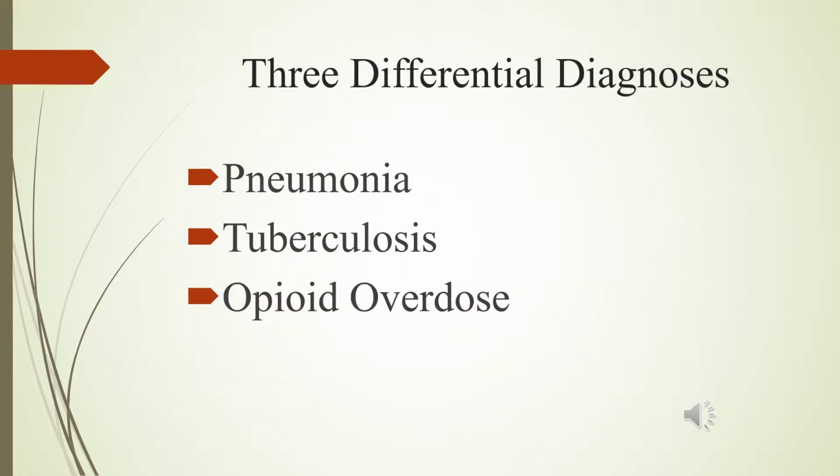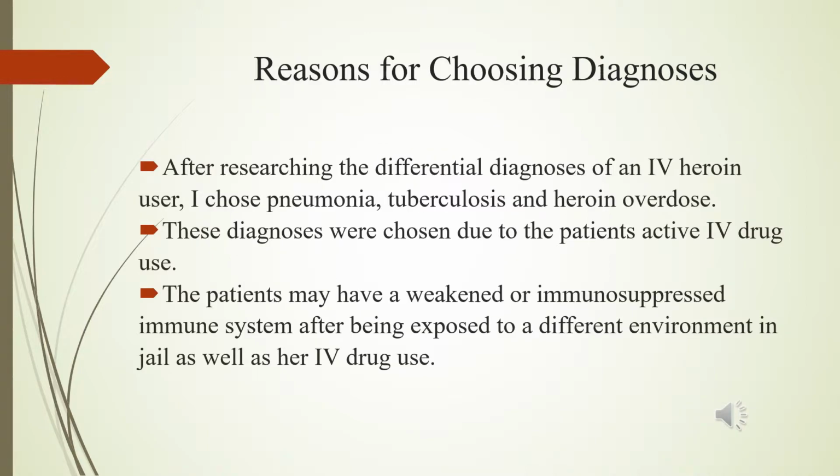The three differential diagnoses that I've chosen are pneumonia, tuberculosis, and opioid overdose. After researching the differential diagnoses of an IV heroin abuser, the diagnoses that were chosen were due to the patient's active IV drug use. The patient may also have a weakened or immunosuppressed immune system after being exposed to a different environment in jail as well as her IV drug use.